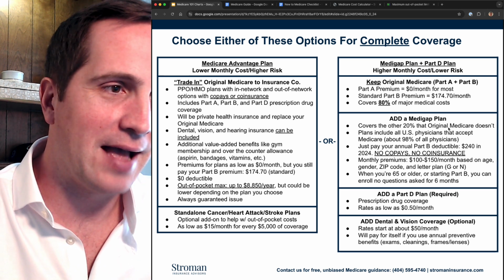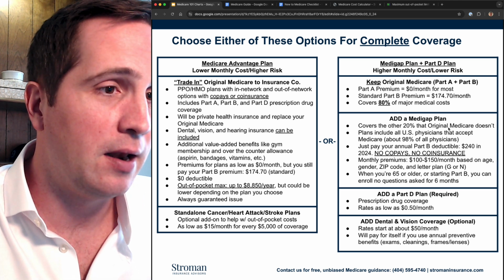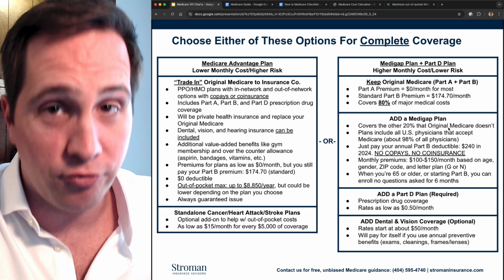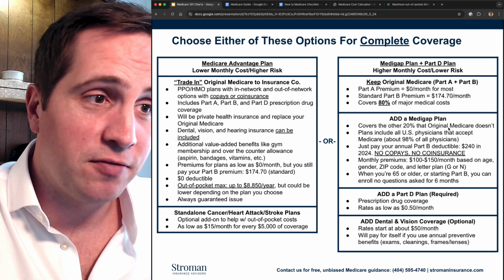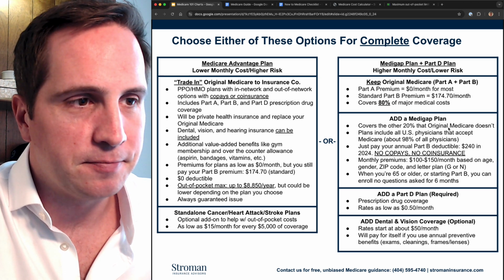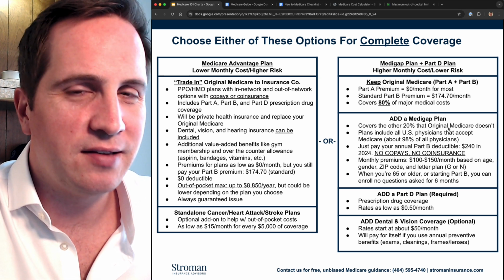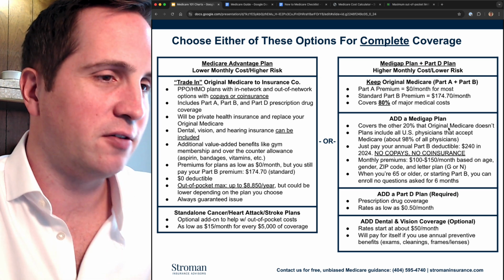The next thing to add to this for this option of coverage is adding a separate Part D plan. So you have prescription drugs covered. These plans can be pretty inexpensive. This year, as low as 50 cents per month, depending on where you live. That won't always be the case. They tend to go up in price every year, but it is something you can get covered pretty inexpensively.